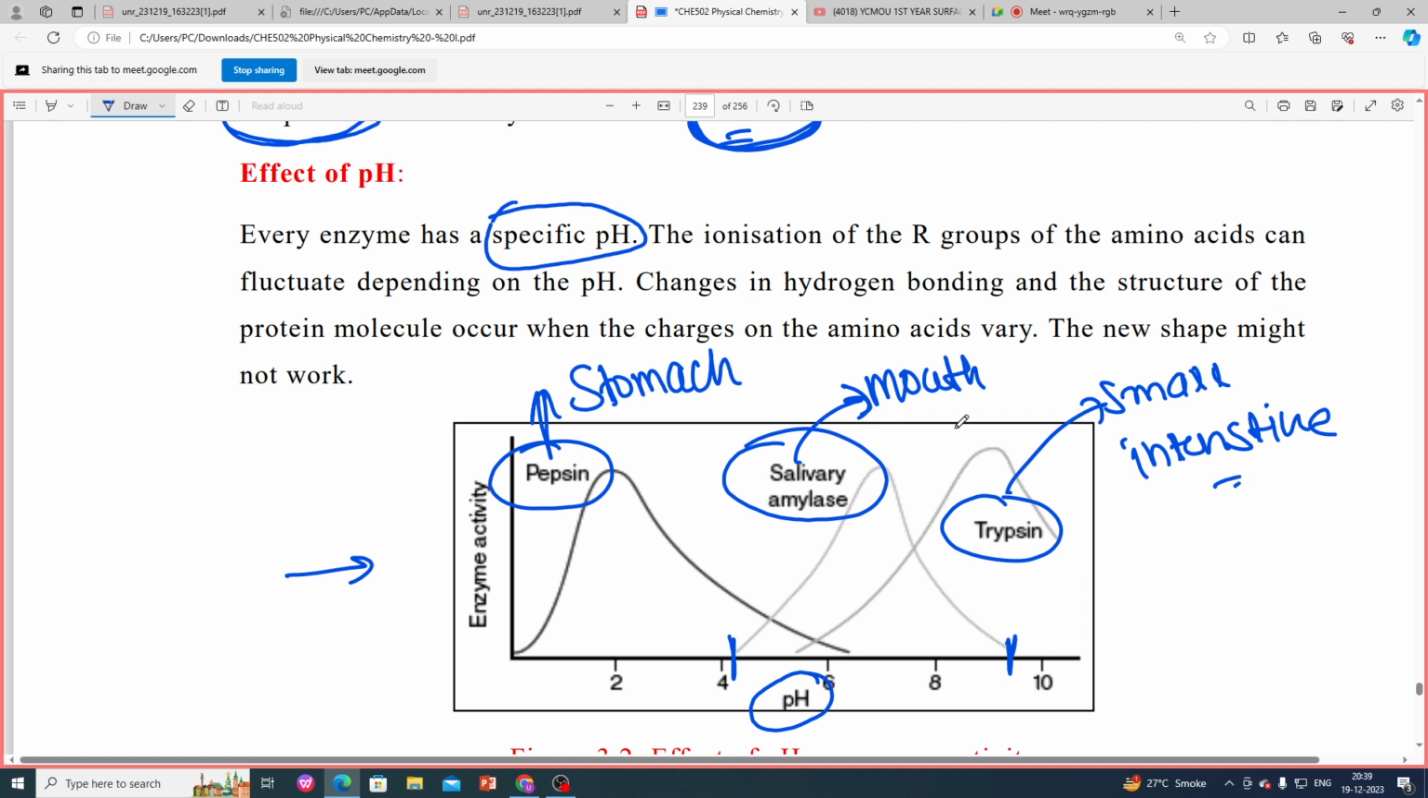Okay, so these are the locations of a few enzymes which are given here. Pepsin is present in our stomach, salivary amylase is present in our mouth, and trypsin is present in our small intestine. Okay, so these are the pH values given here. The pH range is given here. So here every enzyme has a specific pH.